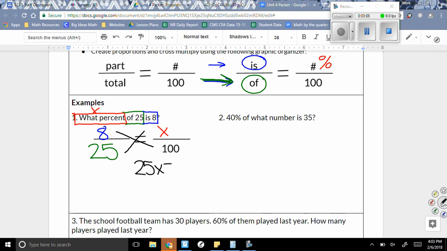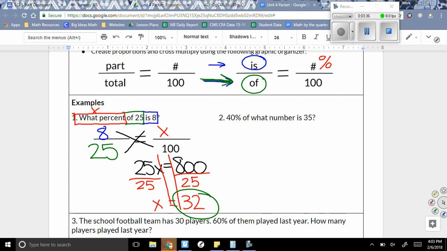And 8 times 100 is 800. When I draw my railroad tracks and divide by 25, I'm going to get X equals, and type that into your calculator, you're going to get 32. So when it says what percent of 25 is 8, the correct answer here is 32.